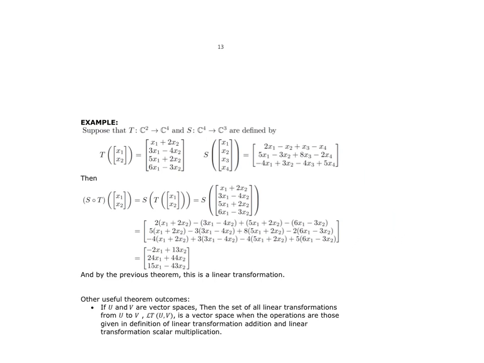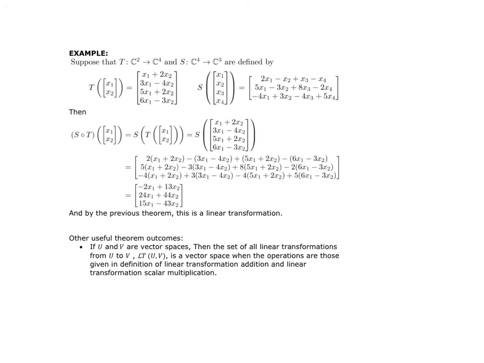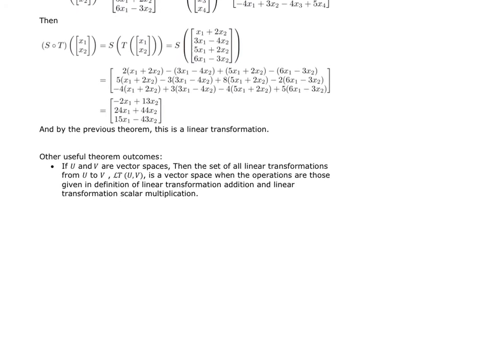And then the other useful outcome that we get for this section is if U and V are vector spaces, then the set of all linear transformations from U into V is a vector space when the operations given in the definitions of linear transformation addition up above and linear transformation scalar multiplication up above are used. So that's it. There's a lot in this section.